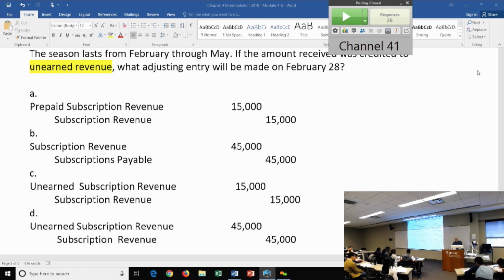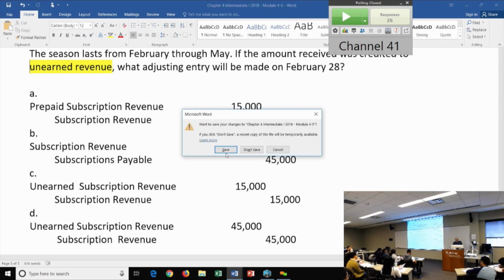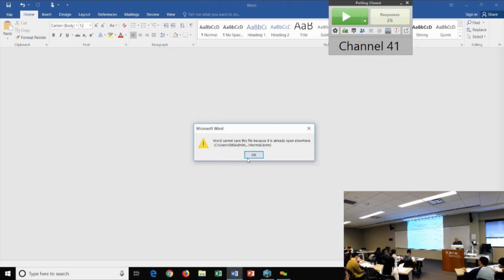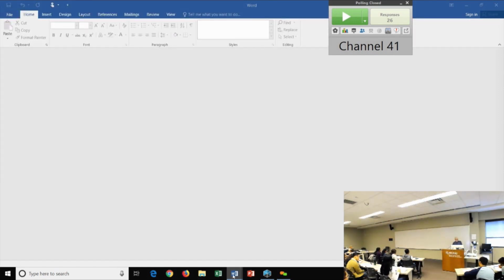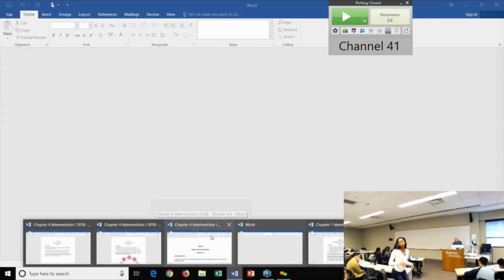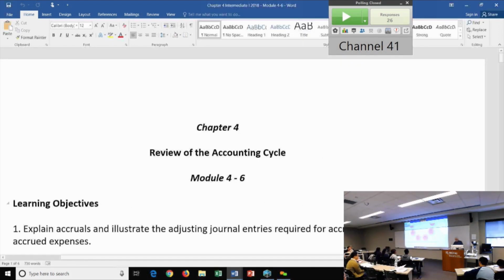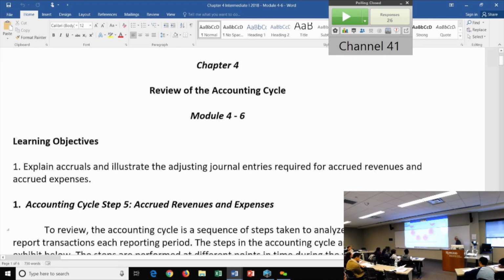Okay, so then let me move into the next one. Let's go to 6. In 6, we're now going to look at the accruals. We'll do them all together. We're still doing the adjusting entries. We're still on step number 5. But now we're going to deal with accruals.